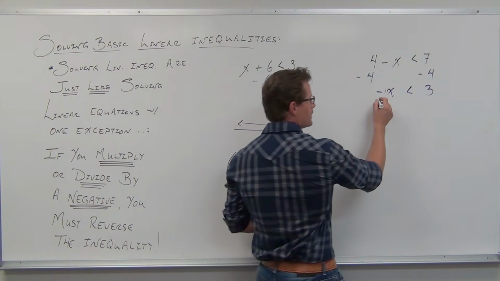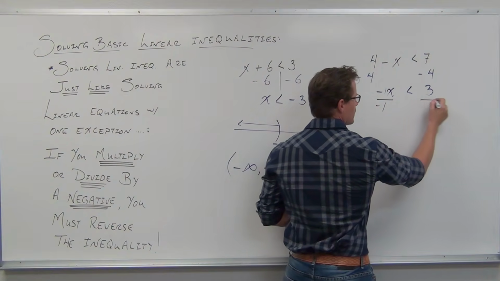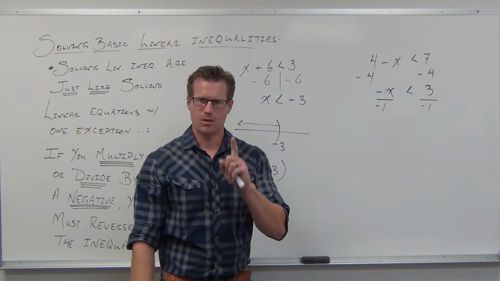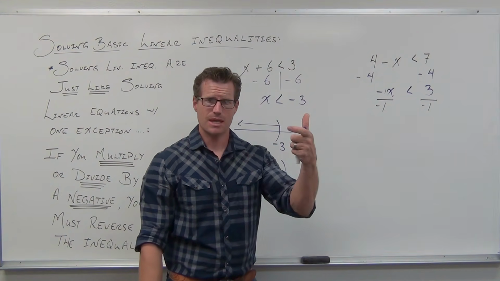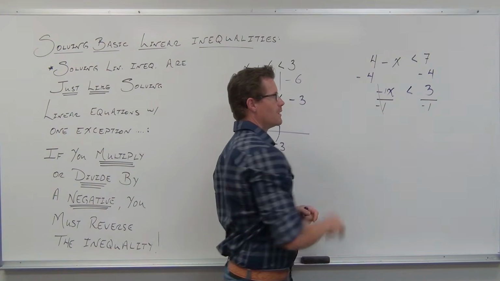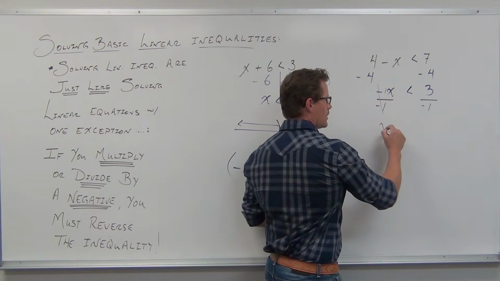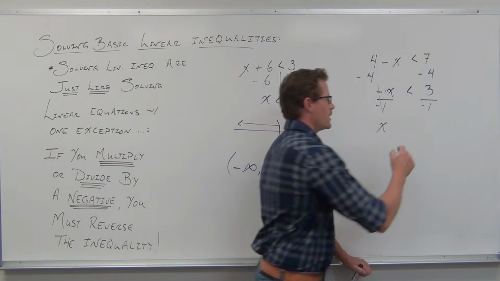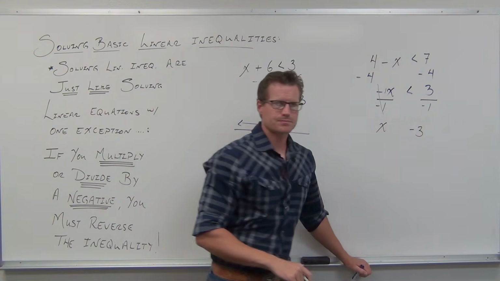If we divide by -1, remember how with division you're trying to get ones, positive ones? -1 divided by -1 is positive 1. That's 1 times x gives you x. On the right side, 3 divided by -1 is -3.